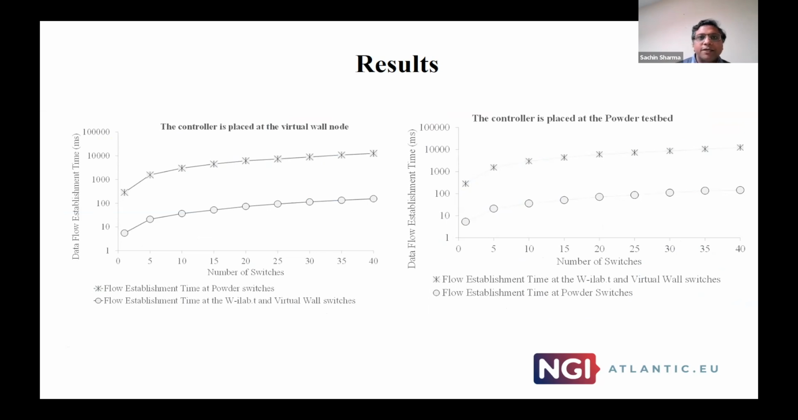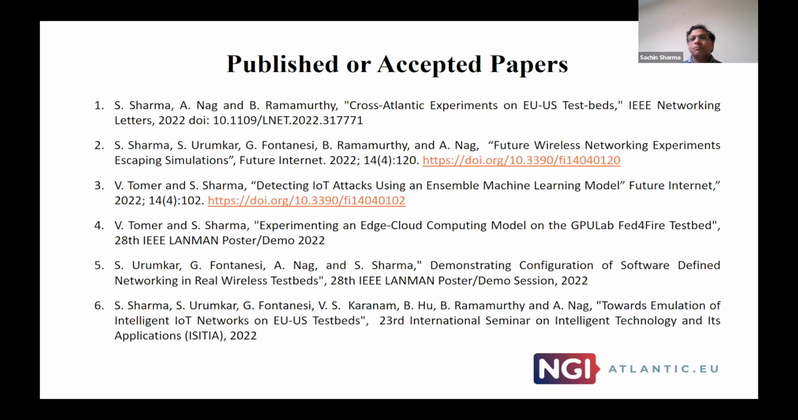And then because we studied different testbeds, we also published different papers together, including two demo papers. The cross-Atlantic experiment, where we connected different testbeds together, we published in IEEE Networking Letters, and the other one was in Future Internet, where we studied different testbeds, benchmarked their performance, and then performed the machine learning experiments. So these were the papers we published and also demonstrated in the demo session in IEEE LAN.